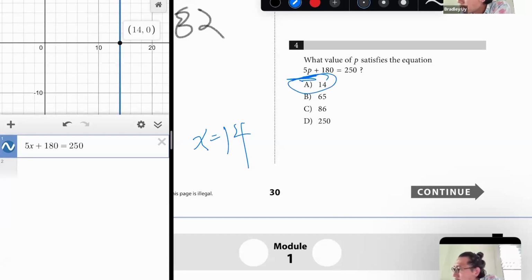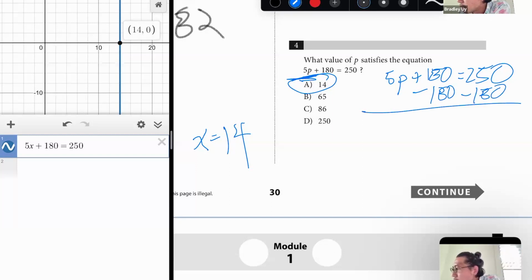Let's suppose we were to solve this algebraically, which everyone is free to do, just be really efficient. Remember, Desmos can solve things a lot quicker sometimes. We're going to subtract 180 from both sides.